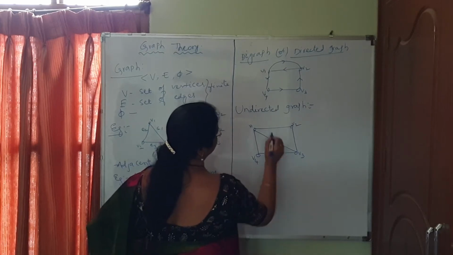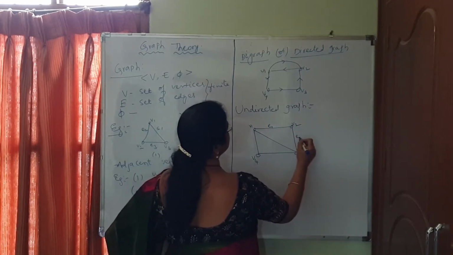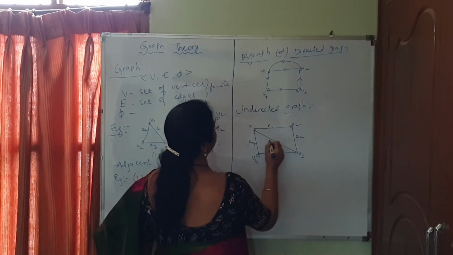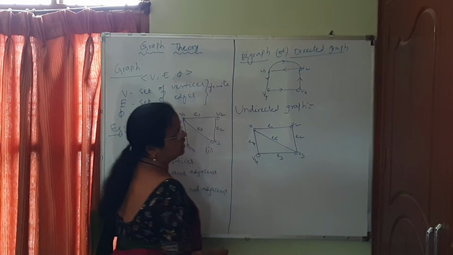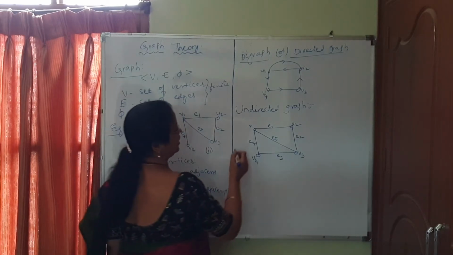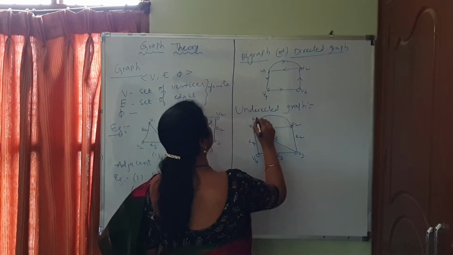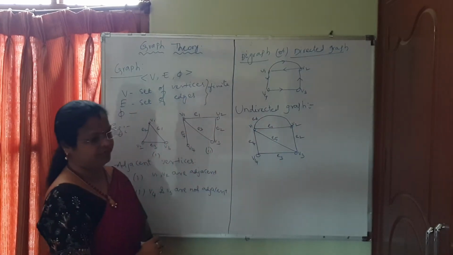V1, V2, V3, V4 represent the vertices. E1, E2, E3, E4, E5 are all the edges. For any edge we are not representing any direction. Therefore we call this an undirected graph.